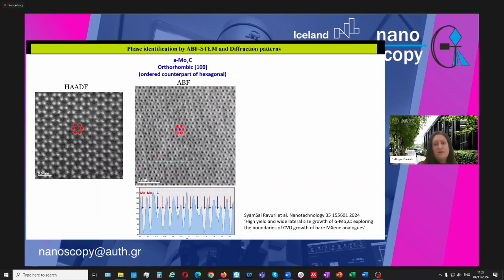carbon is ordered. You can see here that with HAADF we can visualize only heavy elements, so we can see the molybdenum lattice, but with ABF we can visualize at the same time the molybdenum atoms, and in the middle the light atoms that are carbon. So they are creating a second sublattice, being localized in the center of the molybdenum hexagonal close-packed lattice. Of course, the ordered nature of our flakes was further verified by the superlattice reflections in the diffraction patterns.